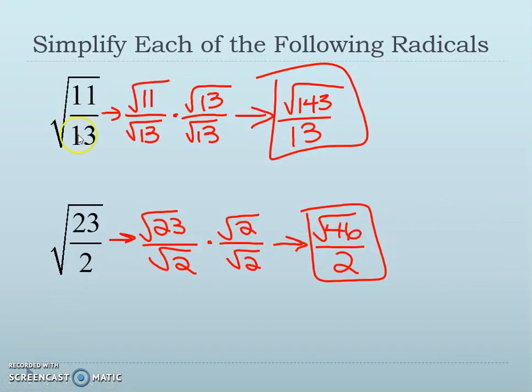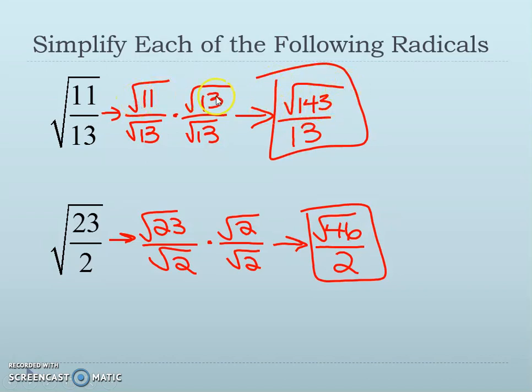Let's take a look at these two actually. So you have radical 11 over radical 13. You cannot have a radical on the bottom. So rewrite it like this: radical 11 over radical 13. Multiply each side by radical 13 like this. And then multiply by radical 13 to get rid of this radical sign, which gives 13. And then 11 times 13 is 143. So this is not simplified. You cannot simplify this. So just write radical 143 over 13.